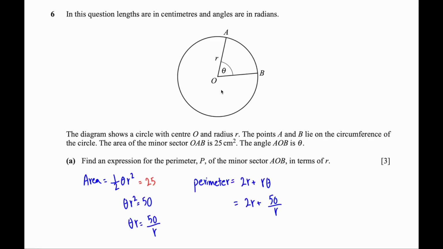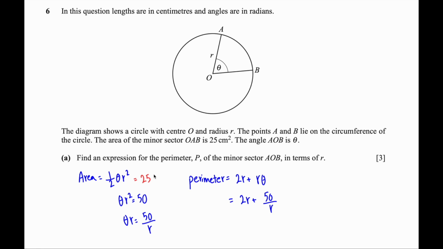Question number 4. I'm given a diagram of a circle with center O, the radius R, and I'm told that the area of a minor sector OAB is 25 centimeters square, and the angle of AOB is also theta, and that's in radians. I have to find an expression for the perimeter P of this minor sector in terms of R. The perimeter is nothing but OA plus OB plus the arc AB.